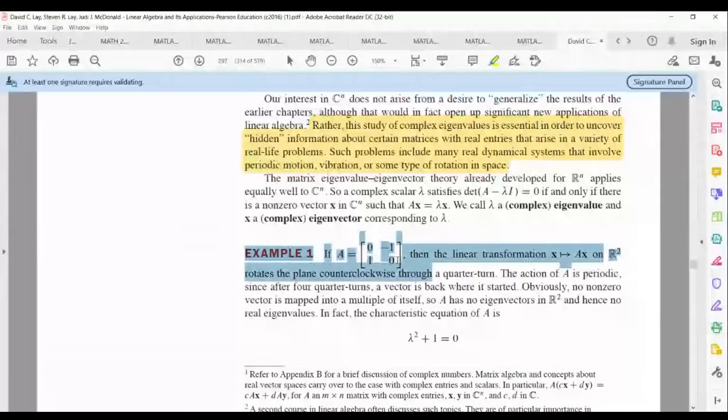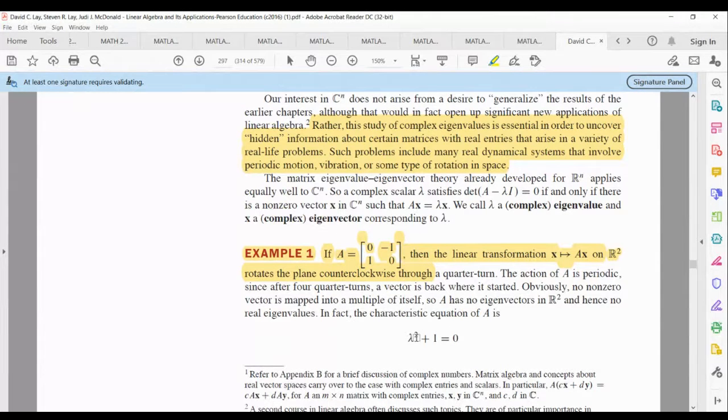They give a little 2 by 2 matrix A here, and this matrix A rotates the plane counterclockwise through a quarter turn. Remember, anytime you multiply a matrix A by a vector, you're doing a transformation on the vector. What is the transformation? Is it a reflection? Is it a rotation? You've seen these different types of transformations. It turns out that this matrix is a rotation counterclockwise through a quarter turn.